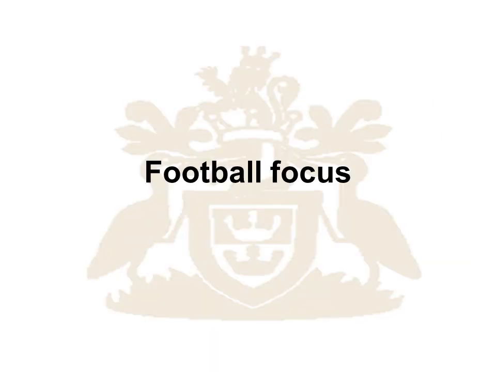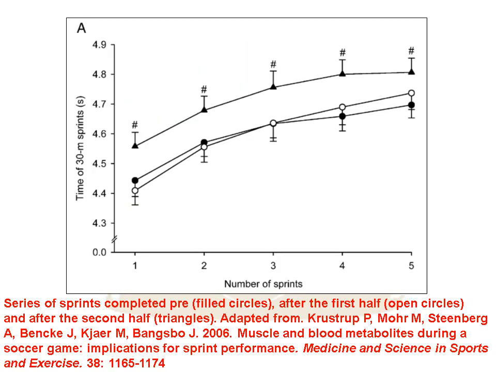Well, let's have a football focus at this point, and let's think about how what we've looked at today relates to the game of soccer, and perhaps put it in a bit more of a football orientated focus for you. Here's some data, a series of sprints completed after the first half and then after the second half. We've looked at something similar to this before, but it's the time taken. They're doing 30 meter sprints, and the filled circles are the pre-match sprints. Then you can see after the first half, open circles, that they were getting slower in the latter sprints, and after the second half, substantially slower.